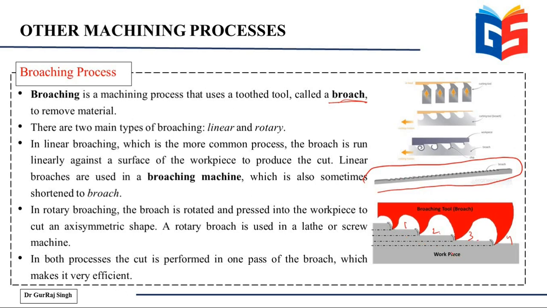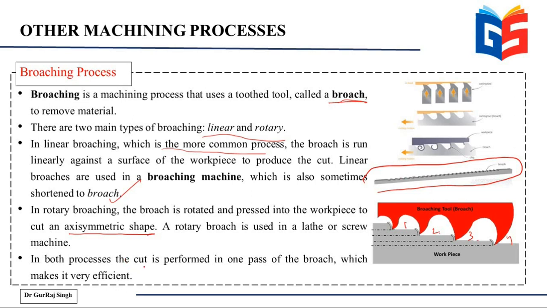So this is the broaching process, and there are two types of broaching. It can be linear or rotary. In linear broaching, which is much more common than the rotary one, the broach is run linearly against a surface of the workpiece to produce the cut. And the linear broaches are used in a broaching machine that is also shortened to a broach in some cases. On the other hand, a rotary broach is the process where the broach is rotated and pressed into the workpiece, and it is used for cutting an axisymmetric shape. So that is the rotary broach process.